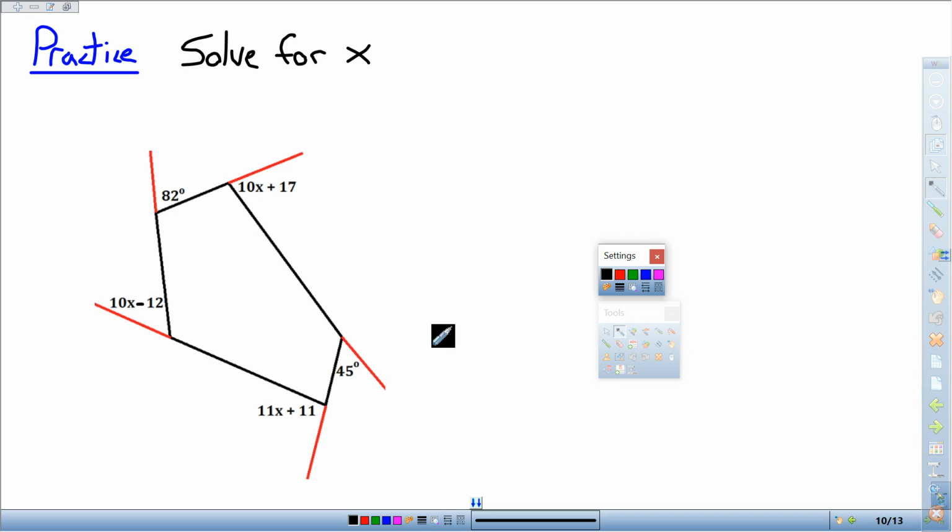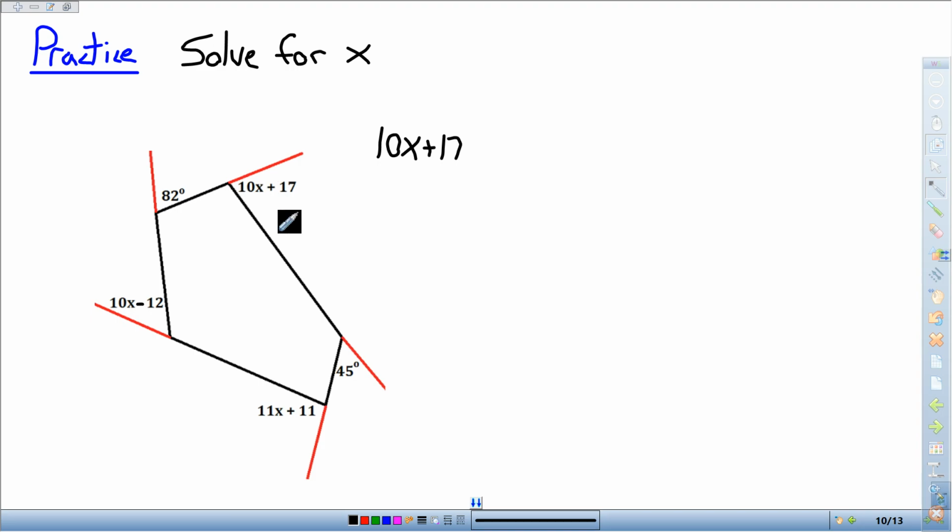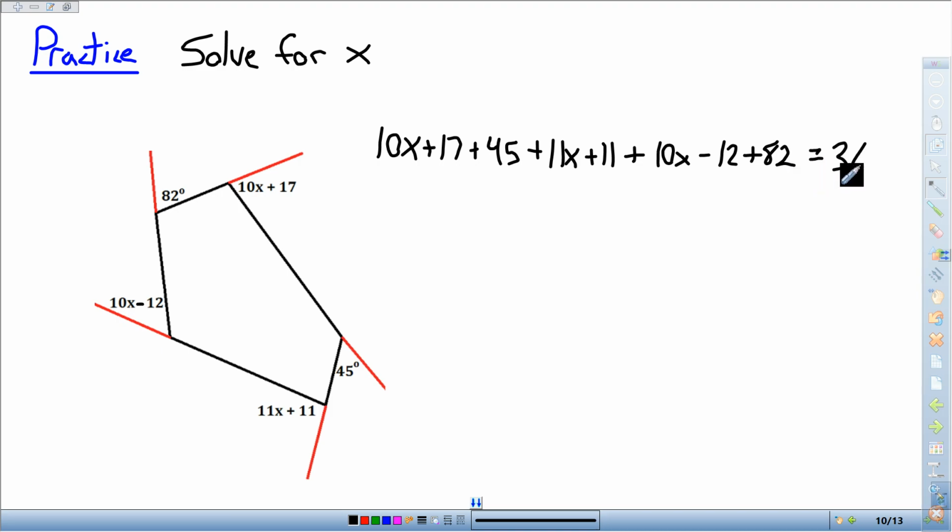Let's start adding these together. Doesn't matter where we start. I'm going to start with the 10x plus 17 and just make my way around. So plus 45 plus 11x plus 11 plus 10x minus 12 plus 82. All of those angles added together equal, again, 360 because they're exterior angles. From here, simplify and solve. Just notice we got some like terms. We have a 10x, an 11x, and a 10x. We can combine those to get 31x.